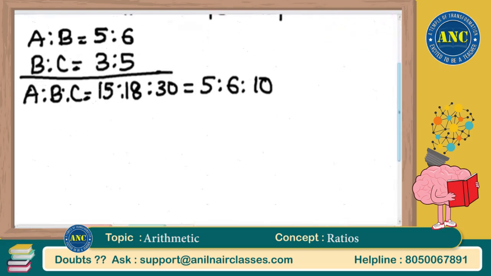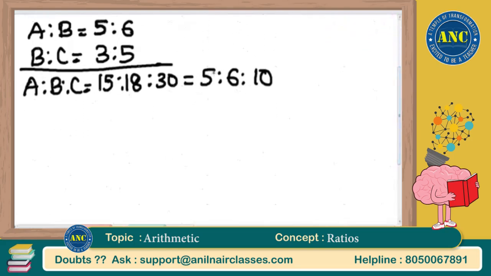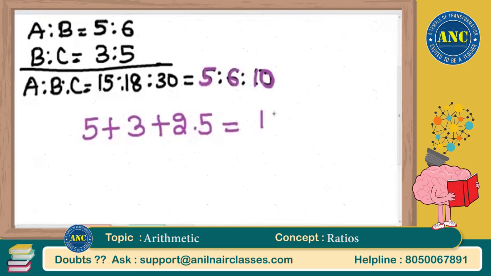Now, according to the ratio, there are 5 1 rupee coins. 5 1 rupee coins will give me 5 rupees. There are 6 50 paise coins. 6 50 paise coins will give me 3 rupees. And 10 25 paise coins. 10 25 paise coins will give me 10 divided by 4, since 25 paise is 1 by 4, 2.5 rupees. According to the ratio, total money is 10.5.